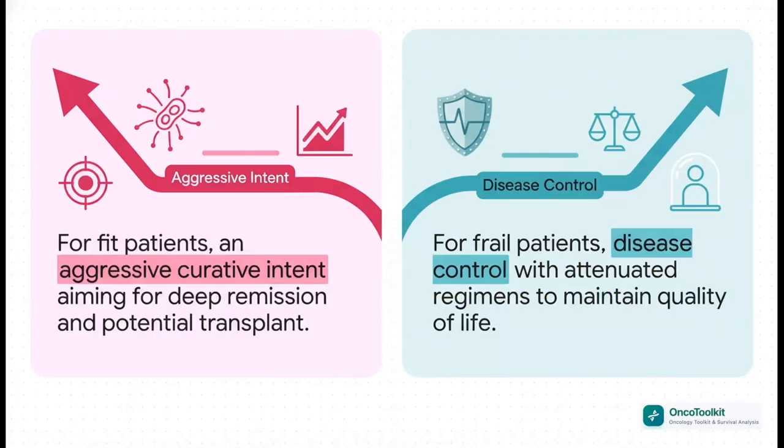This brings us to the fundamental choice we're always facing. For a fit patient, we're probably thinking about an aggressive, curative intent, aiming for that deep, durable remission with tools like a stem cell transplant. But for a frail patient, the whole game plan shifts. The focus becomes disease control and, just as importantly, minimizing toxicity. This tool is all about bringing immediate, data-driven clarity to that very decision.